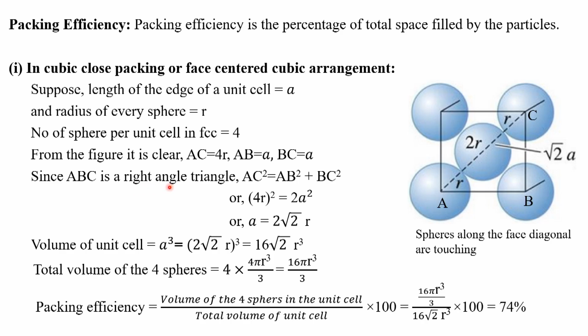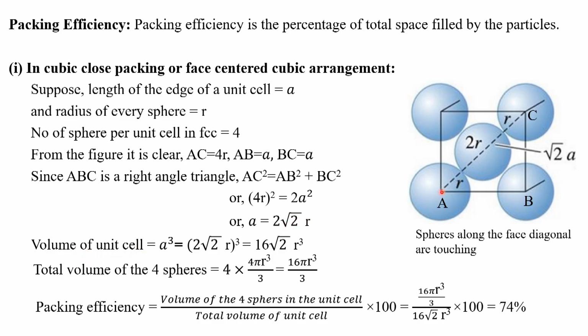Now since ABC is a right angle triangle, AC square will be AB square plus BC square. Now the value of AC is 4r, so (4r) whole square, and AB and BC are both equal, right? So you get a square plus a square, so we get 2a square. So from there we can calculate the value of a. So the value of a will be 2 square root of 2 times r. Now what is the volume of the unit cell?